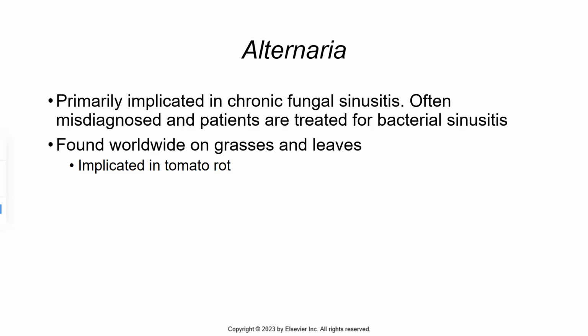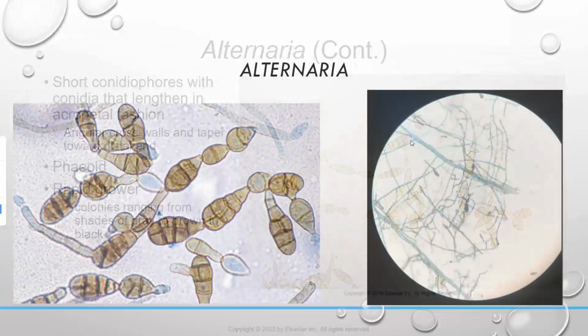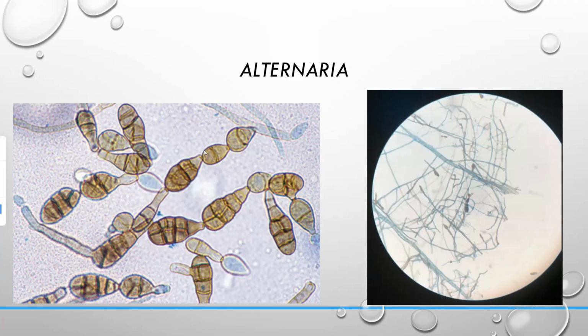Alternaria is primarily implicated in chronic fungal sinusitis, often misdiagnosed, and patients are treated for bacterial sinusitis. This is a picture of Alternaria. And you'll have to identify Alternaria by the microscope.